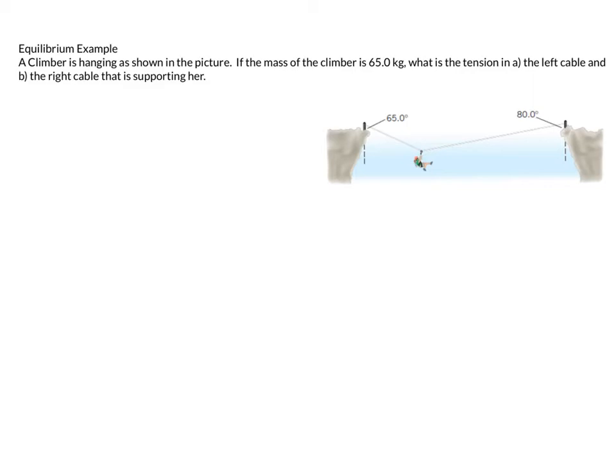And each of those two cables makes a different angle as shown, one 65 degrees and the other 80 degrees relative to the vertical. And we're asked to determine what the tension is in the left cable and what the tension is in the right cable.